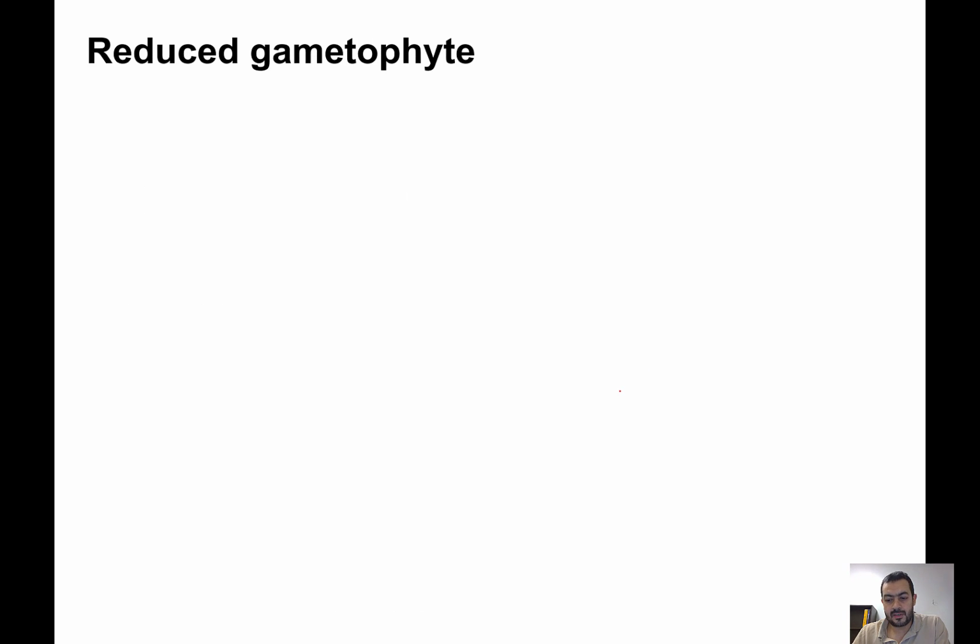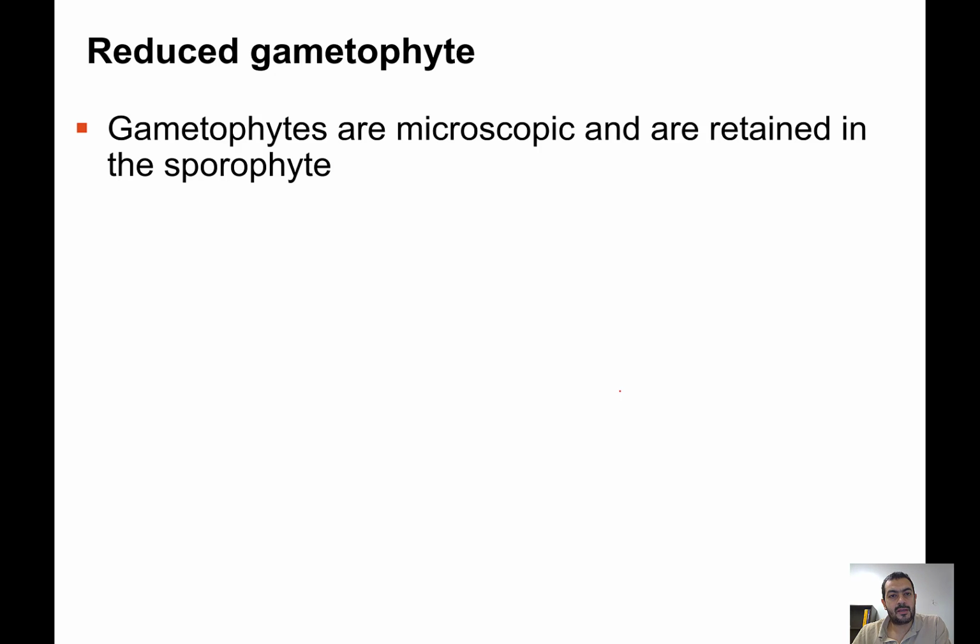Okay, so the first one is the reduction of the gametophyte. As we said, the gametophyte became reduced. It is now a microscopic structure in the seed plants, and it is retained in the sporophyte. That had the advantage of protecting it from the radiation.